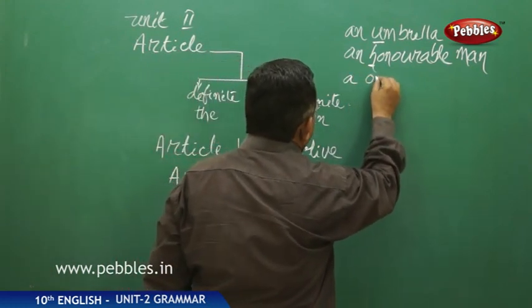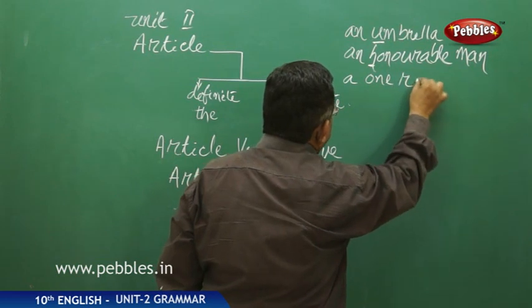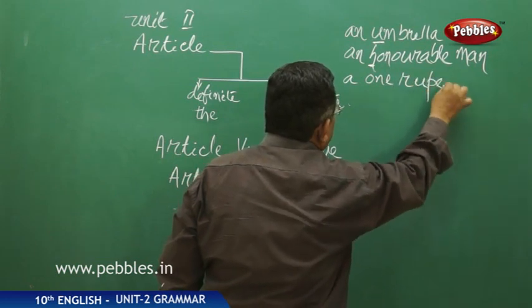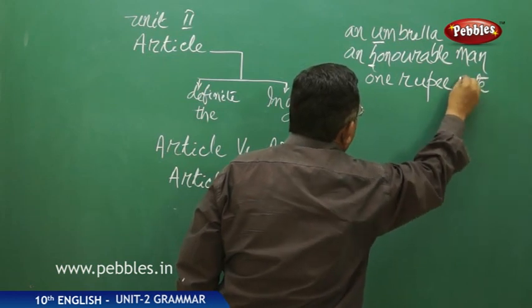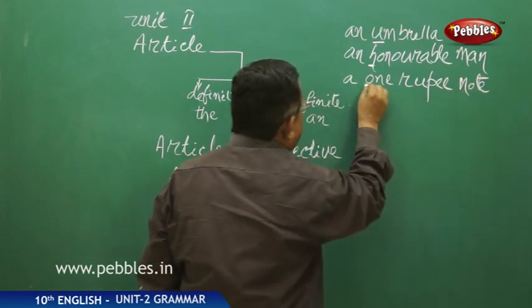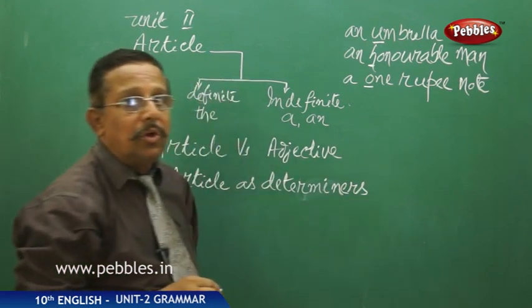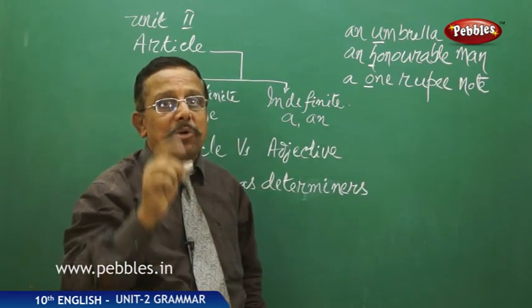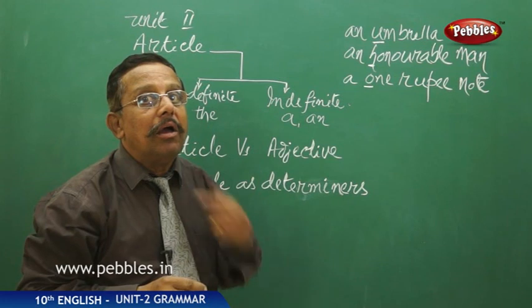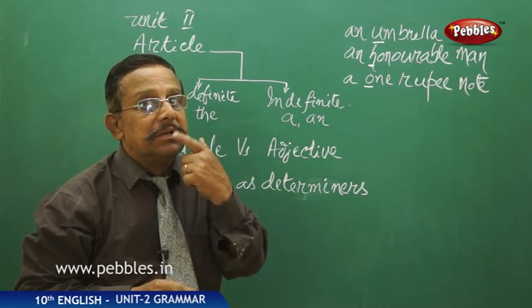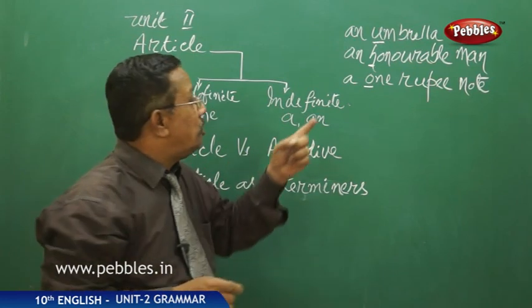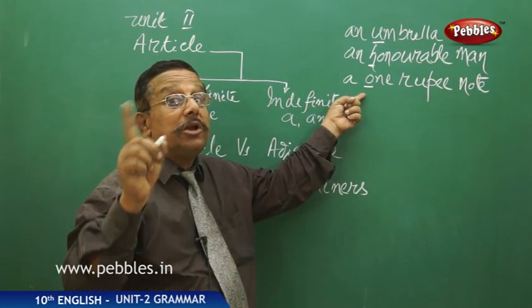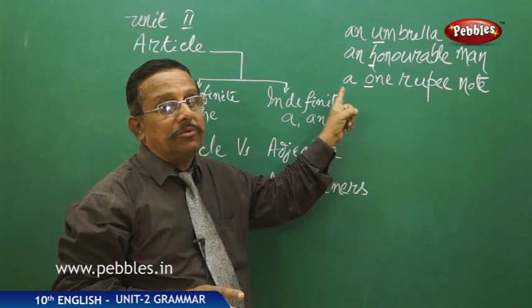a 1 rupee note. When we say one, this sounding is not on. It is not coming from here. It is coming from the lips. One. Right? So here it is a consonant sound. It is not a vowelic sound.